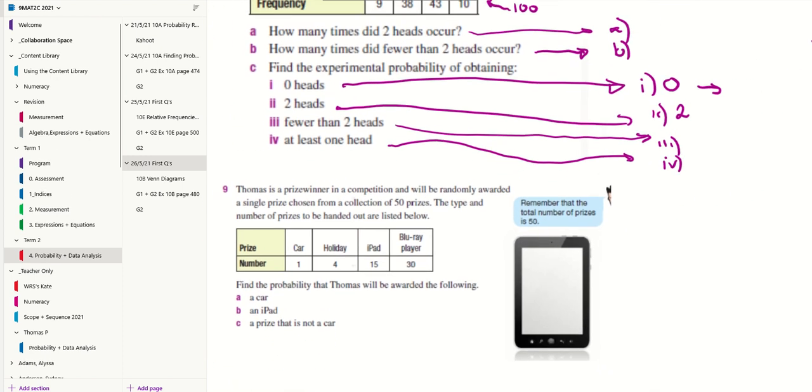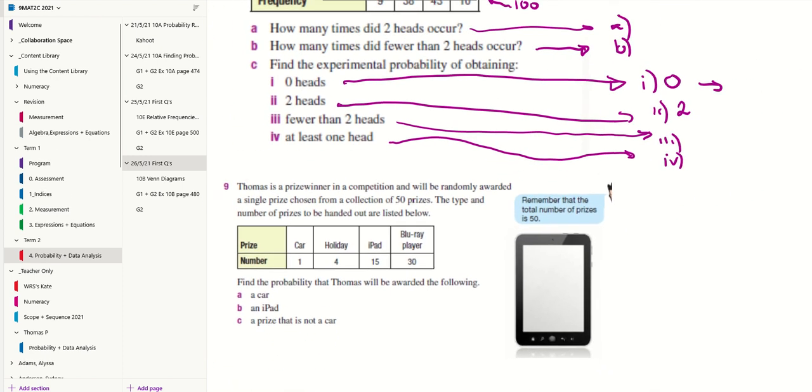Okay, then looking at our next question. Again, it says Thomas is a prize winner in a competition and will be randomly awarded a single prize chosen from a collection of 50 prizes. So what we need to do is pull out that 50 prizes. That's how many there are in total. That's going to be what goes on the bottom of any experimental probability that we're looking to find.